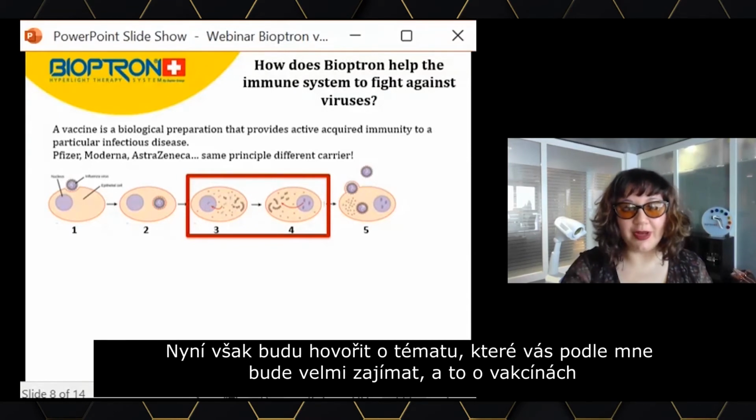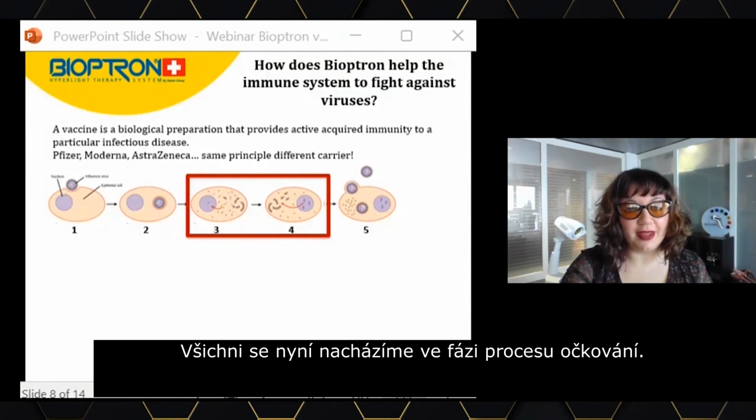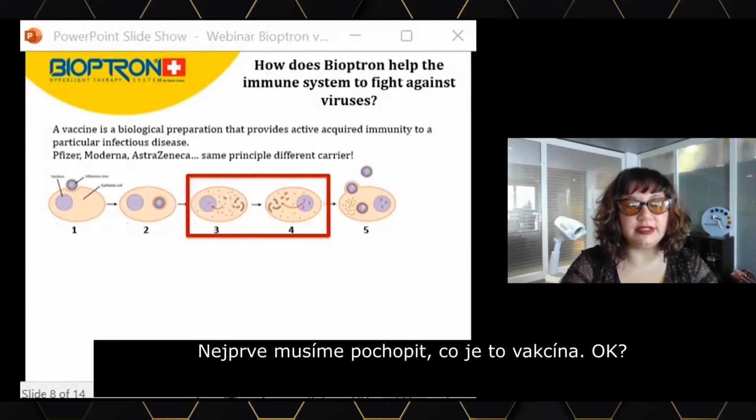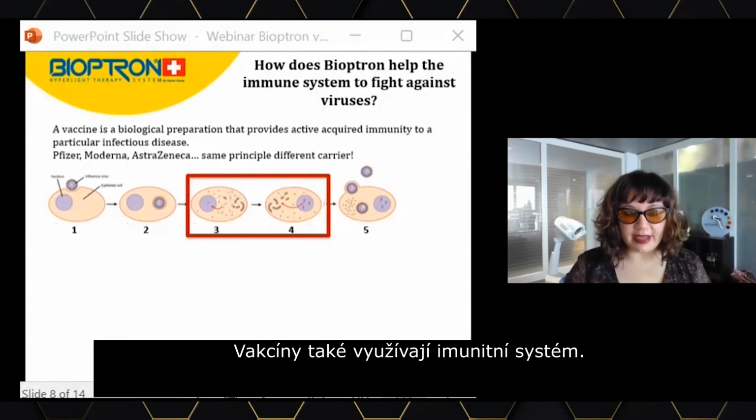But now I will talk about one topic that I think all of you are very interested in, that is these vaccines. We are all now in this phase of the process. So first of all, we need to understand what a vaccine is, okay? So as I told you previously, the vaccines also use the immune system, okay?